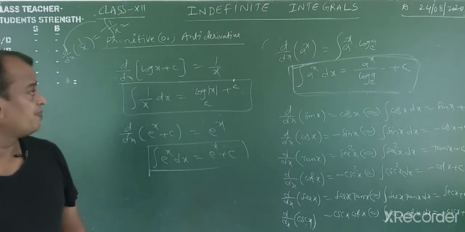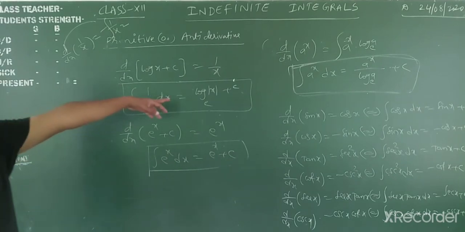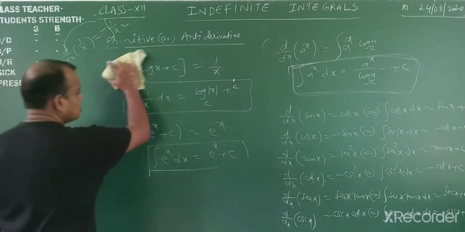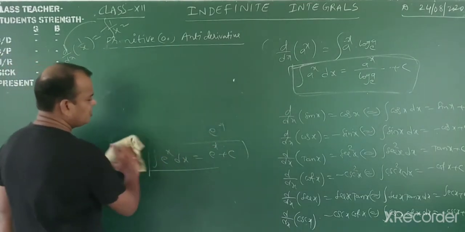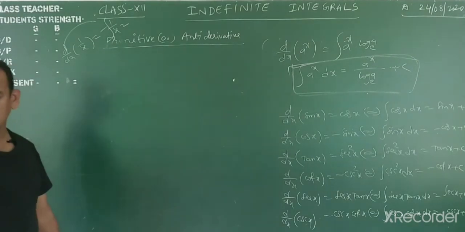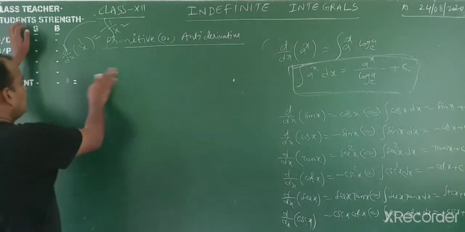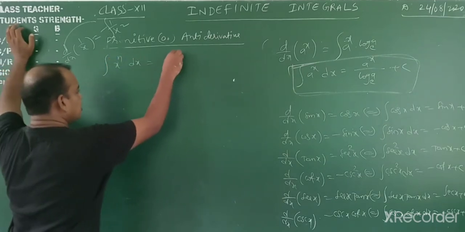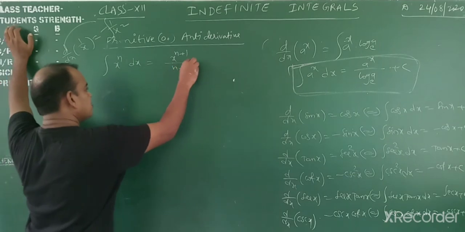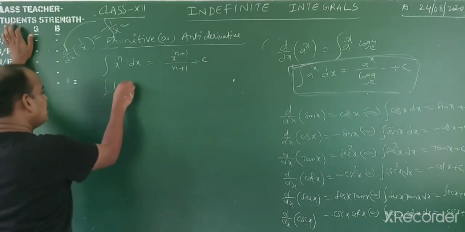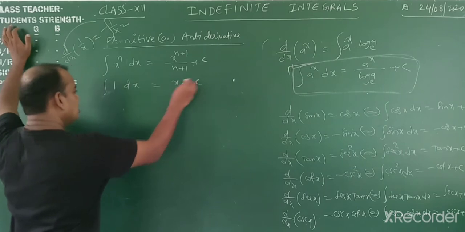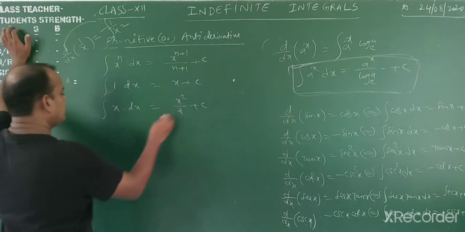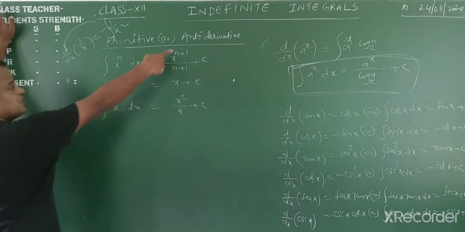The integral of 1 by x is log x plus c. Before, what we learned, you see once. Now today we learn the formulas. First one is the integral of x power n dx. Okay, my dear students, what is the formula of this one? x power n plus 1 by n plus 1 plus c. Integral of 1 dx is 100% x plus c. Integral of x dx, what is this one? x square by 2, since x means x power 1, plus 1, using this formula.